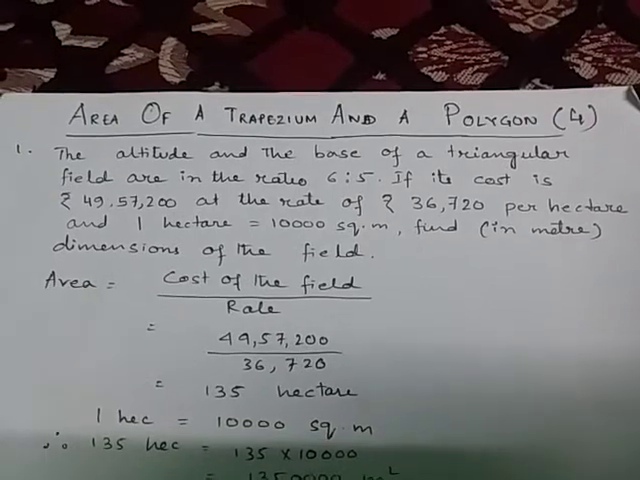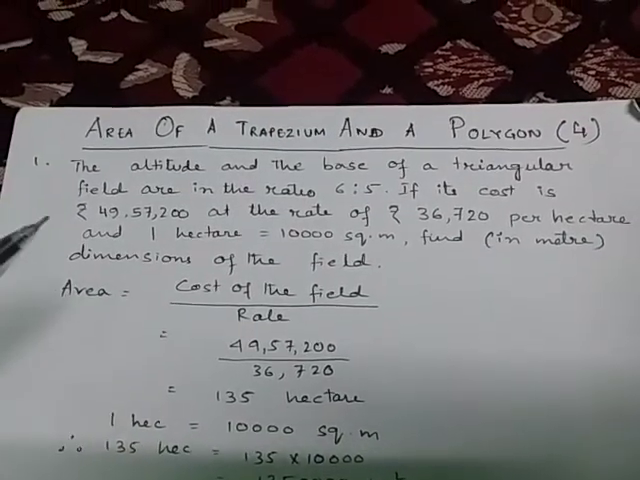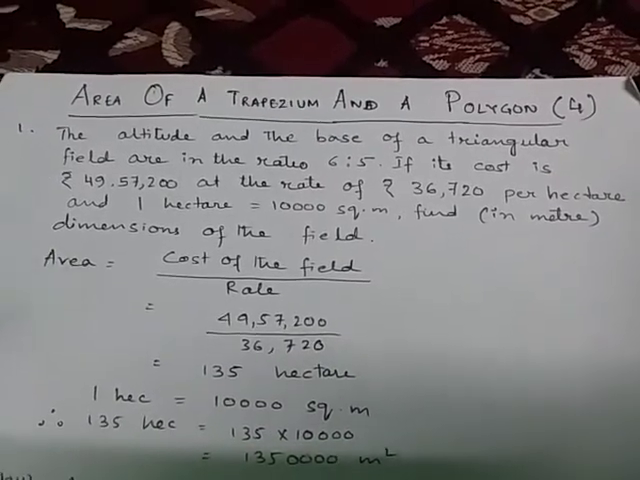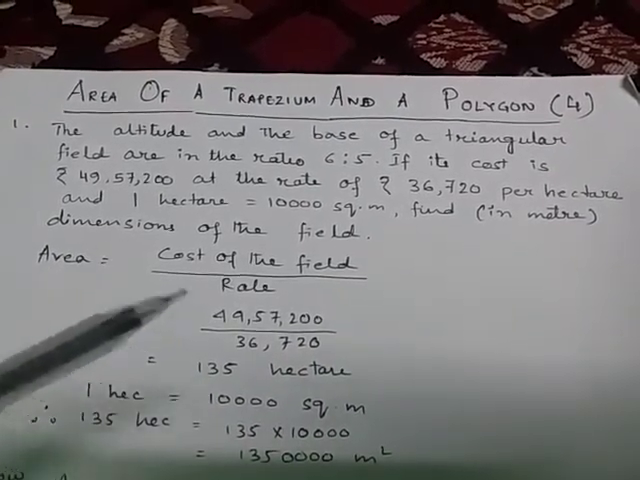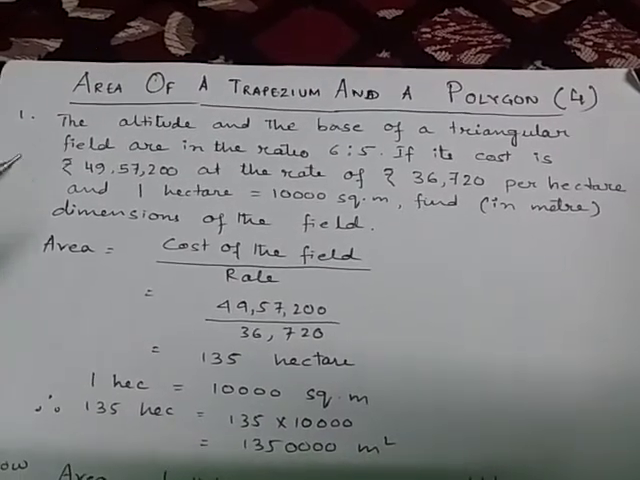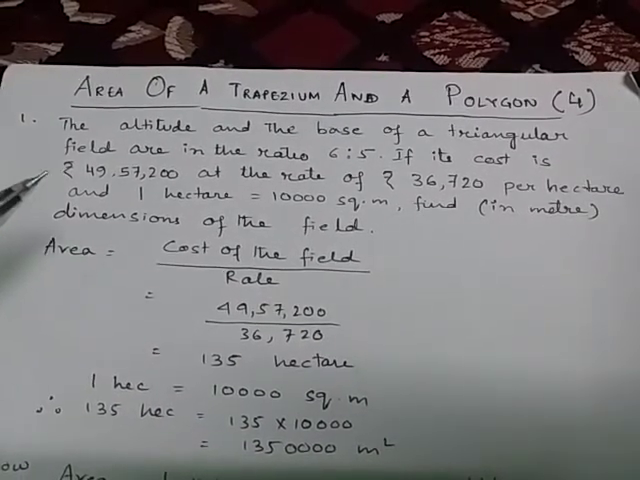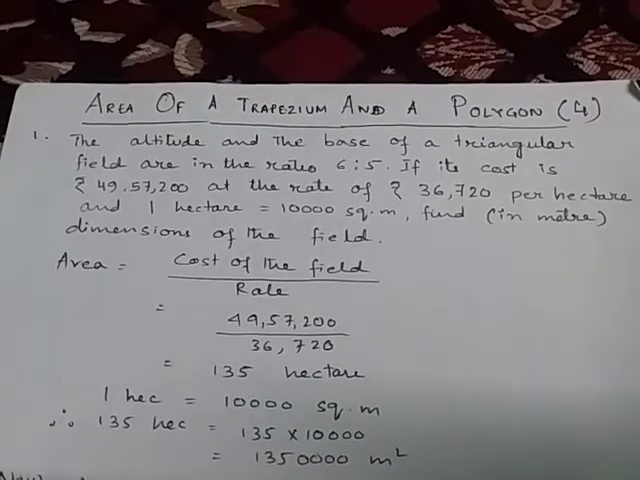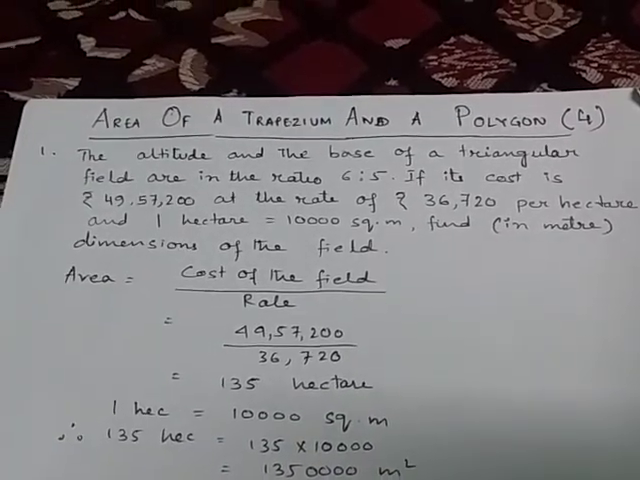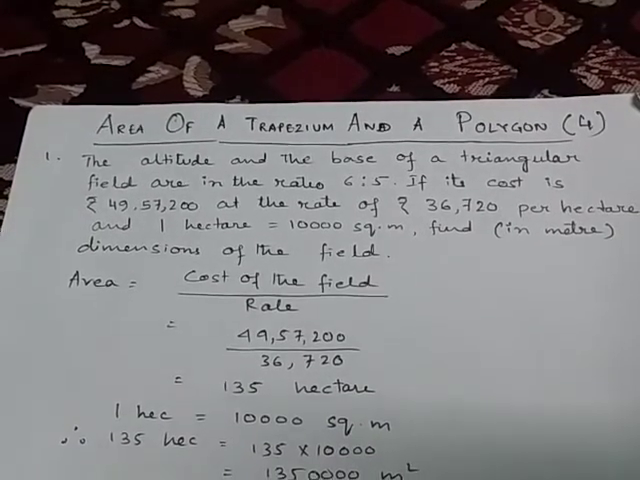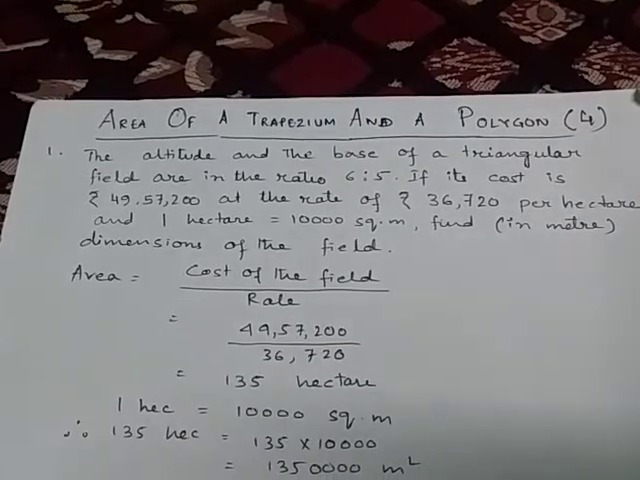Here the question goes like this. The altitude and the base of a triangular field are in the ratio 6 is to 5. If the cost is rupees 49 lakh 57,200 at the rate of rupees 36,720 per hectare, and 1 hectare equals 10,000 square meter, find in meter the dimensions of the field.